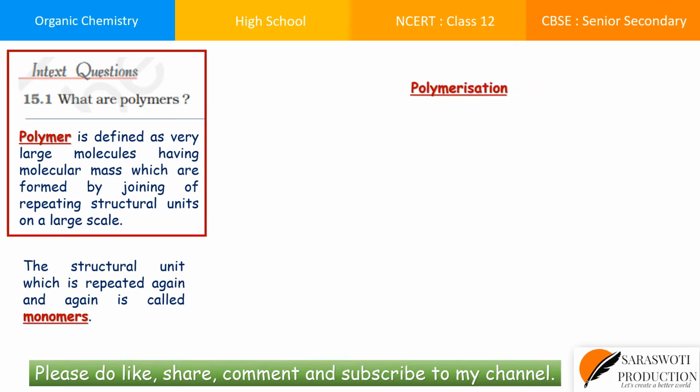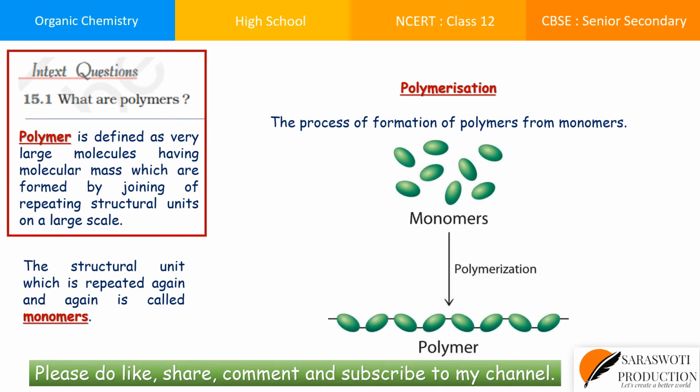Let's see what polymerization is. The process of formation of polymers from monomers. This picture defines it all. I want to get this polymer from the structural unit, the monomer. The process by which I get a polymer from the monomer is called polymerization, okay? Wonderful, wonderful.